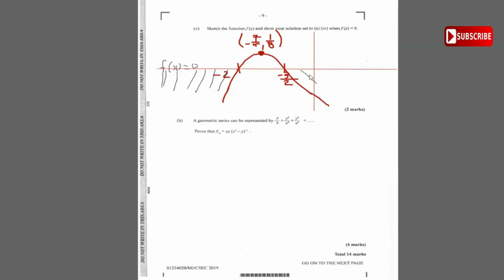So x is either less than negative 2 or x is greater than or equal to negative 3 over 2. So that's the solution region. Nice and easy.